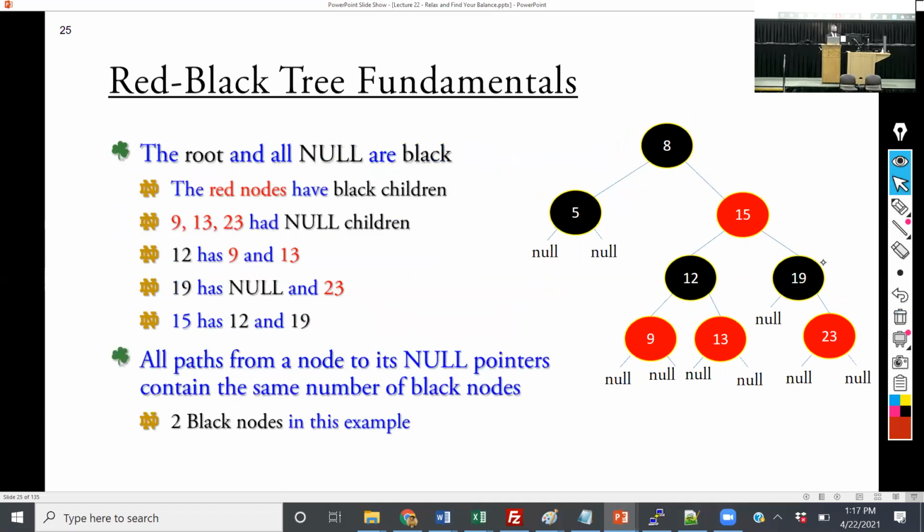So here, to map what I have in this tree to the definition I presented on the previous slide, the root is a black, and that's the value 8. That's a black node. 9, 13, and 23 have null children. We technically will consider those as black. 12 has 2 children, 9 and 13, that are red. 19 has null and 23. 15 is a red node and has 12 and 19. A red node may not have another red node as a child. And what we're going to see is that when we insert it, it will initially create those scenarios, and then we are going to use our balancing rules to fix them.